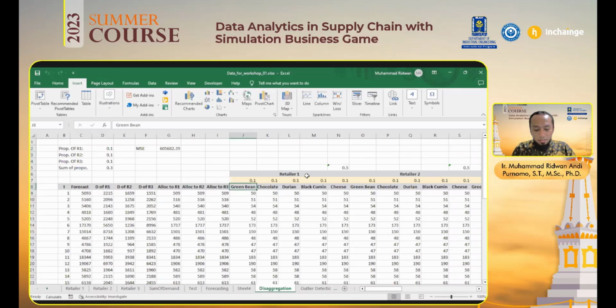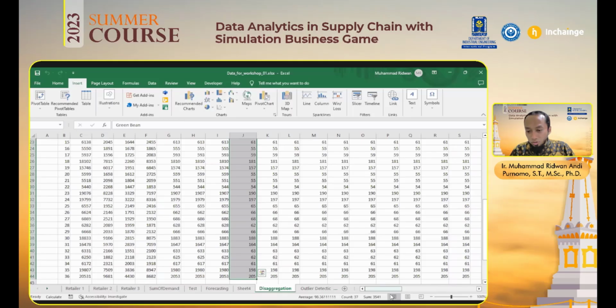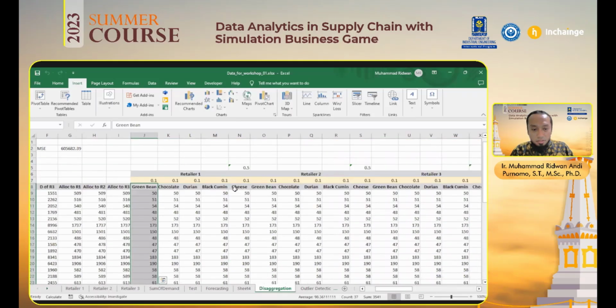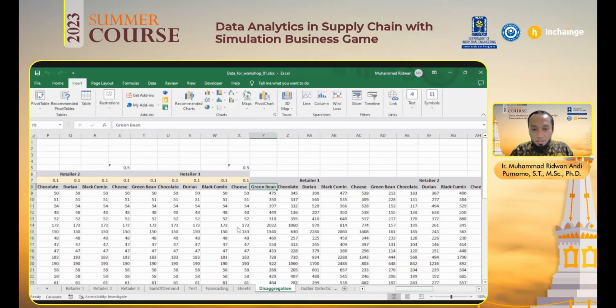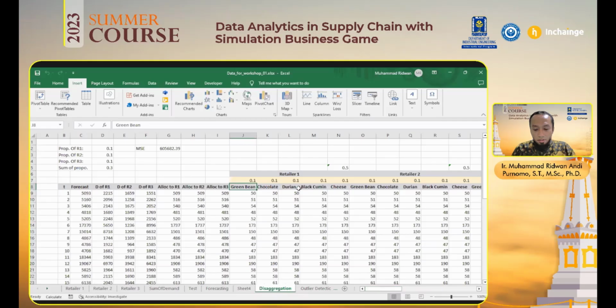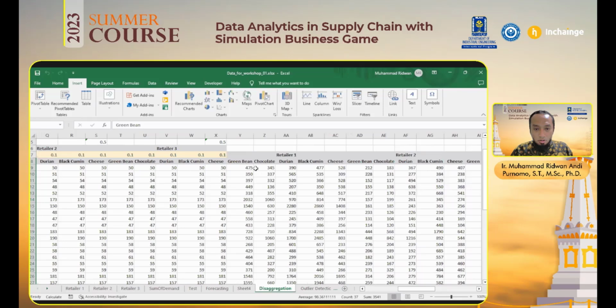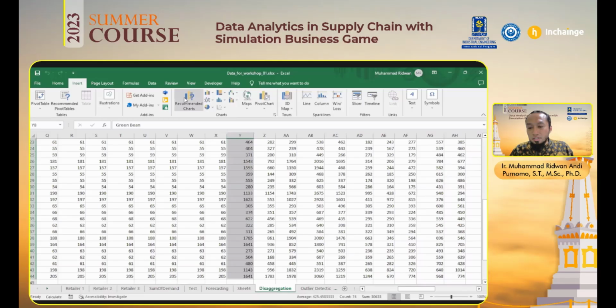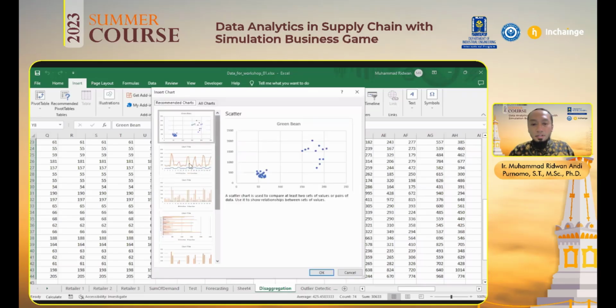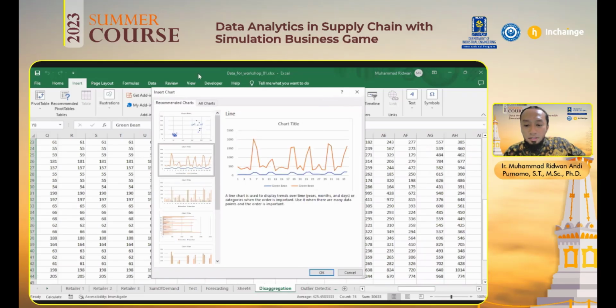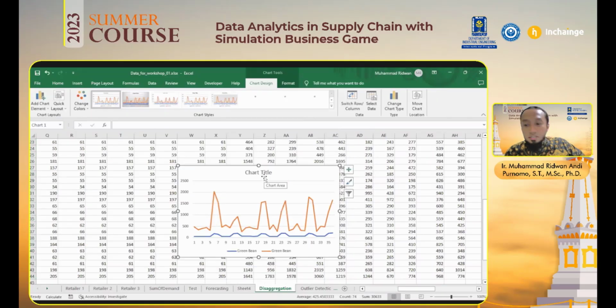By comparing this, let's say, okay, let me show you how to compare this one. This is the result of the disaggregation, and this one is the historical data. Copy this one, and don't forget to press control. Then we click this, and then we select this, and after that we can plot this one. That's the way to compare the result of the disaggregation with the historical data.